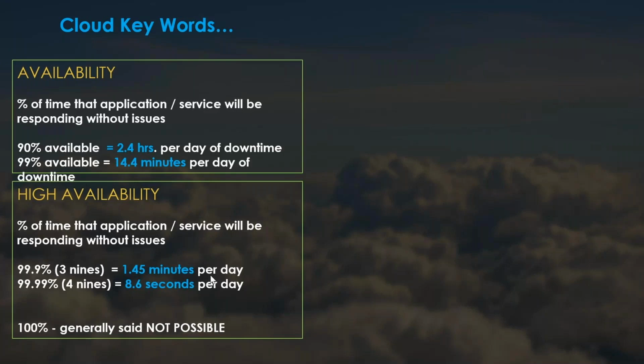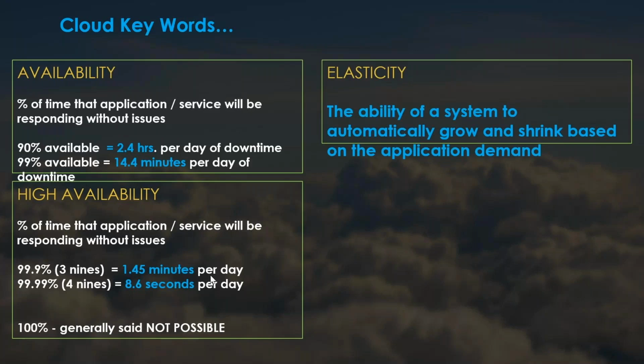Similarly, elasticity is about how you grow and shrink your systems based on the application demand you have. Again, this relates to availability, because for example IRCTC is an online service working 24 by 7.